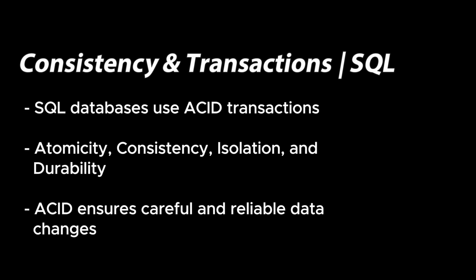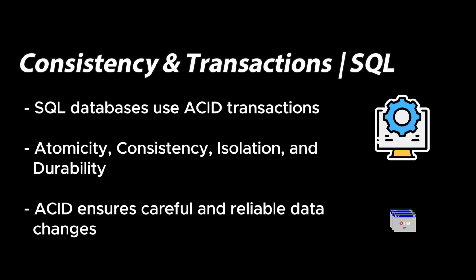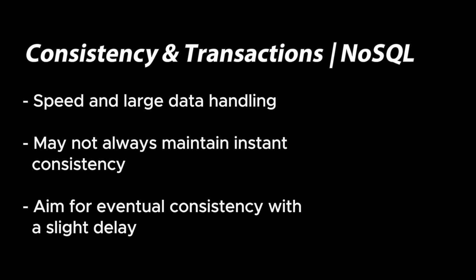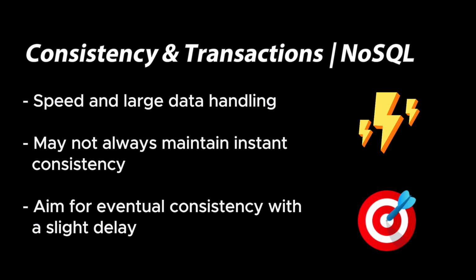which basically means they make sure changes to the data are done carefully. ACID stands for atomicity, consistency, isolation, and durability. These transactions ensure that when you change something, it's either all done properly or not done at all, so you can trust the data. NoSQL databases focus on being fast and being able to handle a lot of data, even if it means they might not always keep everything instantly consistent. Instead they aim for eventual consistency, which means eventually all the data will be the same across the system, but there might be a small delay before that happens.